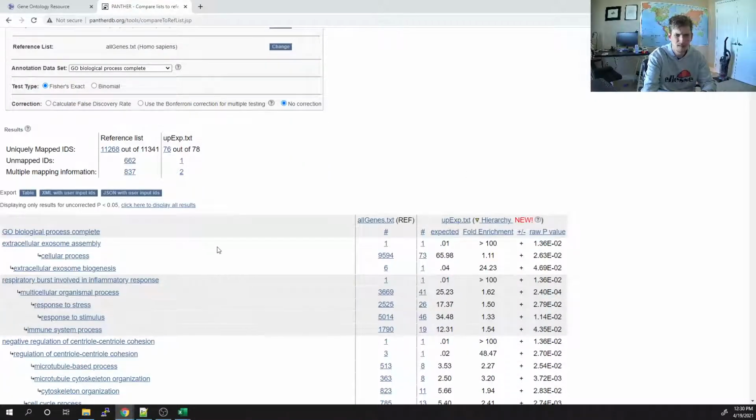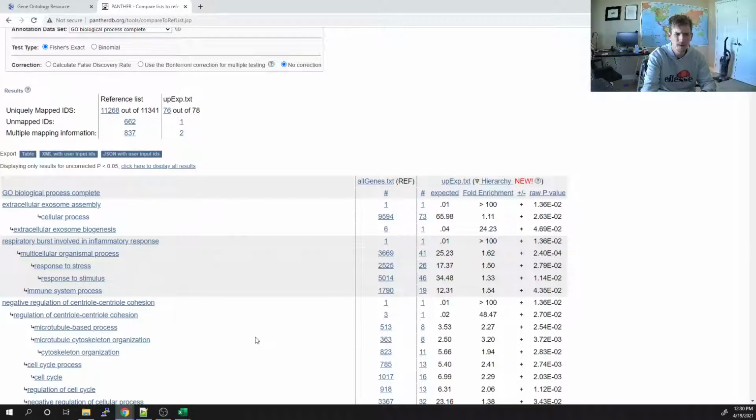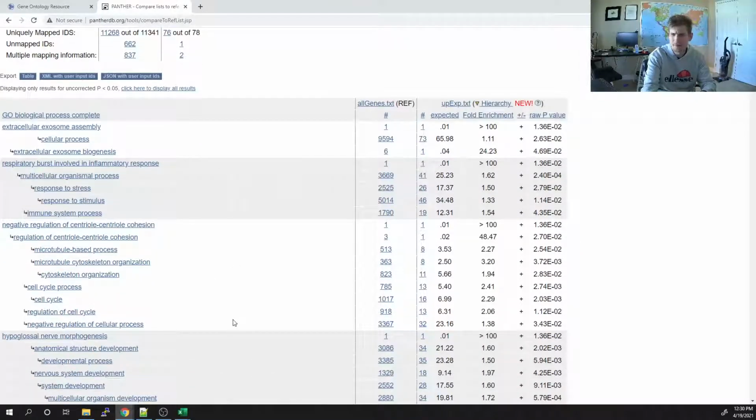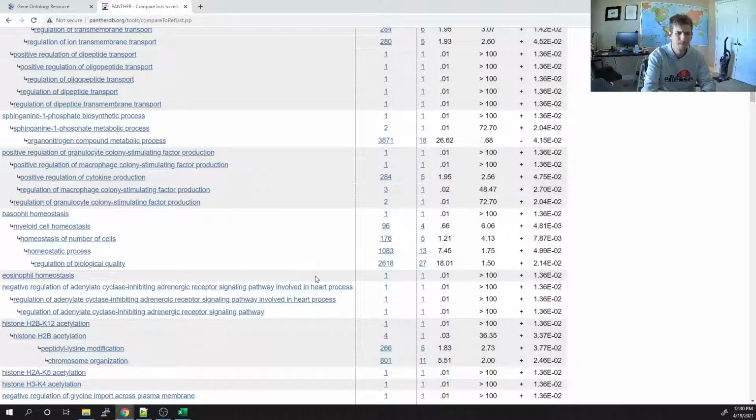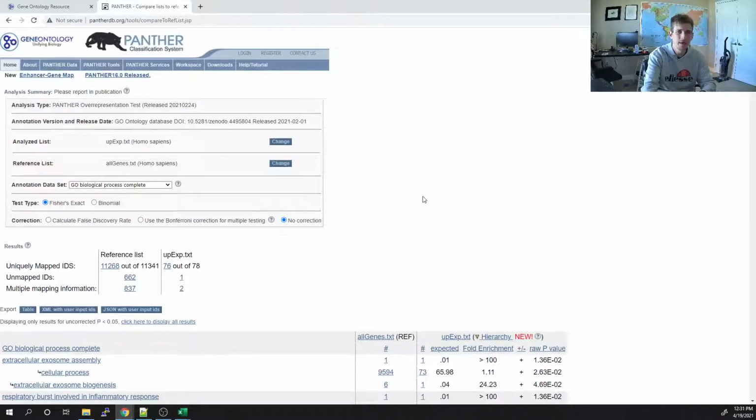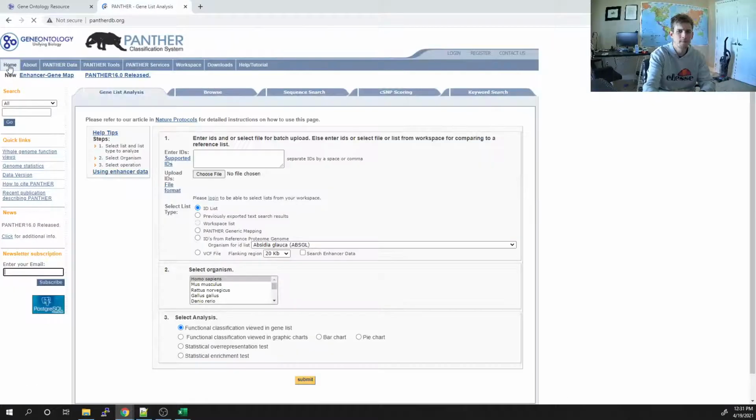Yeah, inflammatory response to stress, stimulus, immune system. But again, not super beyond expected enrichments. And again, it's probably largely because of the low sample size, right? 70 genes out of 11,000. It's hard to figure out any differences. So let me do this one more time for the downregulated. See if there's more in the downregulated stuff. Let's see if we can get something to pop out there.